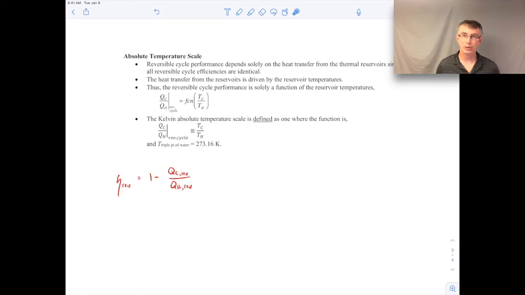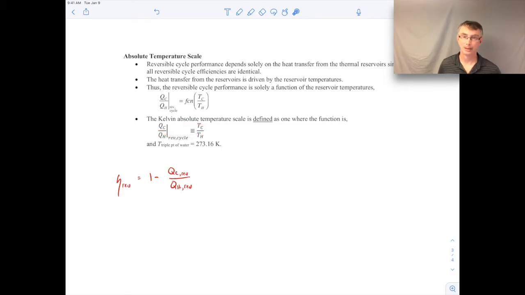Now, what we're going to do is, we don't know what that function is, right? We just don't know. What we're going to do is define a temperature scale. We're going to say that for the temperature scale we're interested in, we'll call it the Kelvin absolute temperature scale, we're going to define that function as just being a proportionality. So we're going to define QC over QH for a reversible cycle as being equal to TC over TH. So we're just defining that function. We can make it anything we want, but for simplicity, let's just make them proportional to one another.